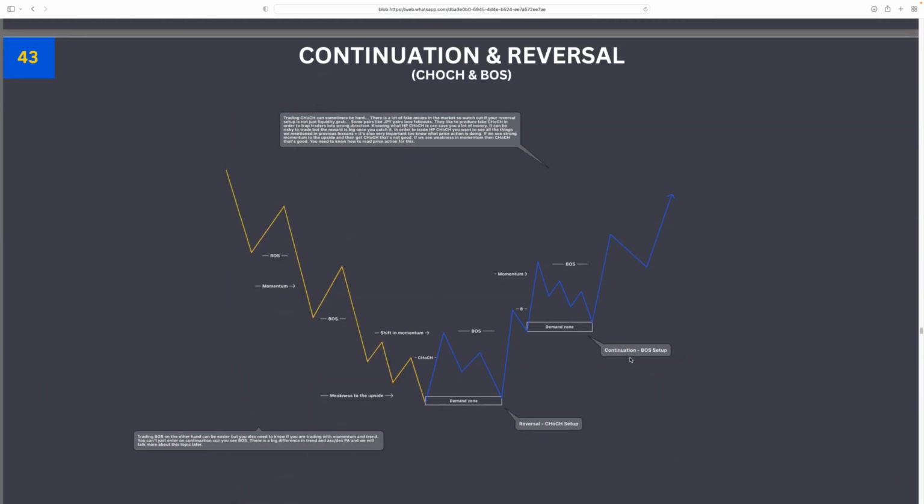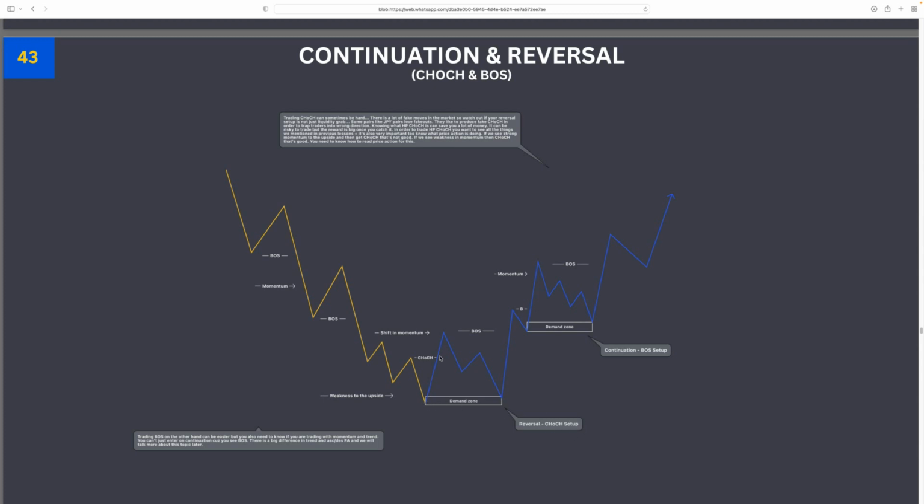And basically guys, we have an example of continuation and reversal here. So again, we're having this descending price action, then we have weakness. Oops, I wrote it wrongly. This is weakness to the downside, guys, not to the upside, sorry. So we have this shifting momentum, weakness to the downside in the form of this smaller descending move, and then a break up to the upside, change of character, reaction from demand. This is called a reversal setup, okay?